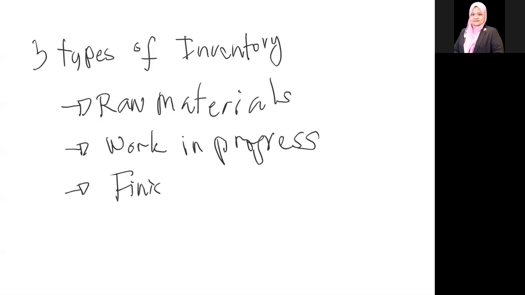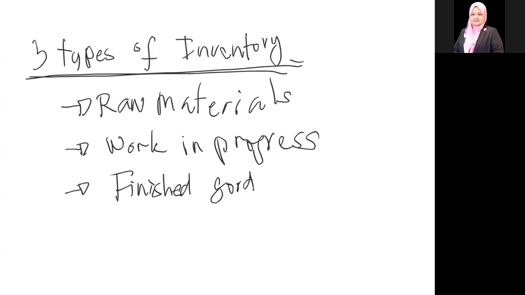So finished goods are the products that you will sell, what your business does, and you will sell it as a finished good. So these 3 types of inventory, the way you manage them will be different. All right. So this is a fundamental of inventory which you need to know.